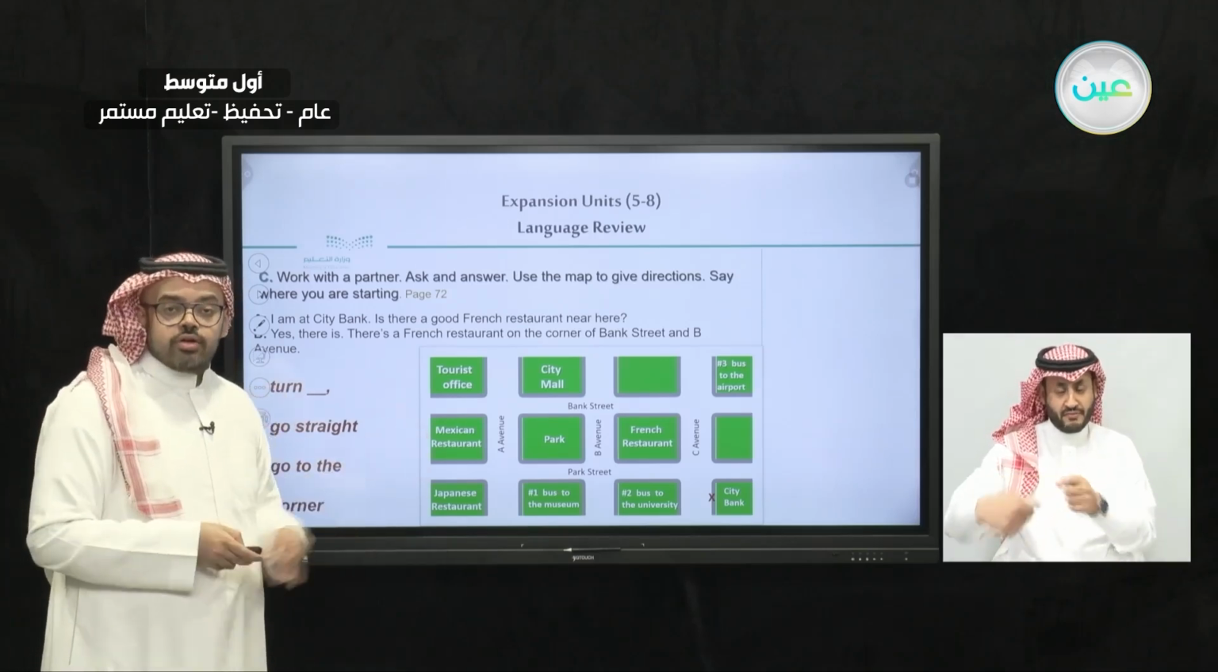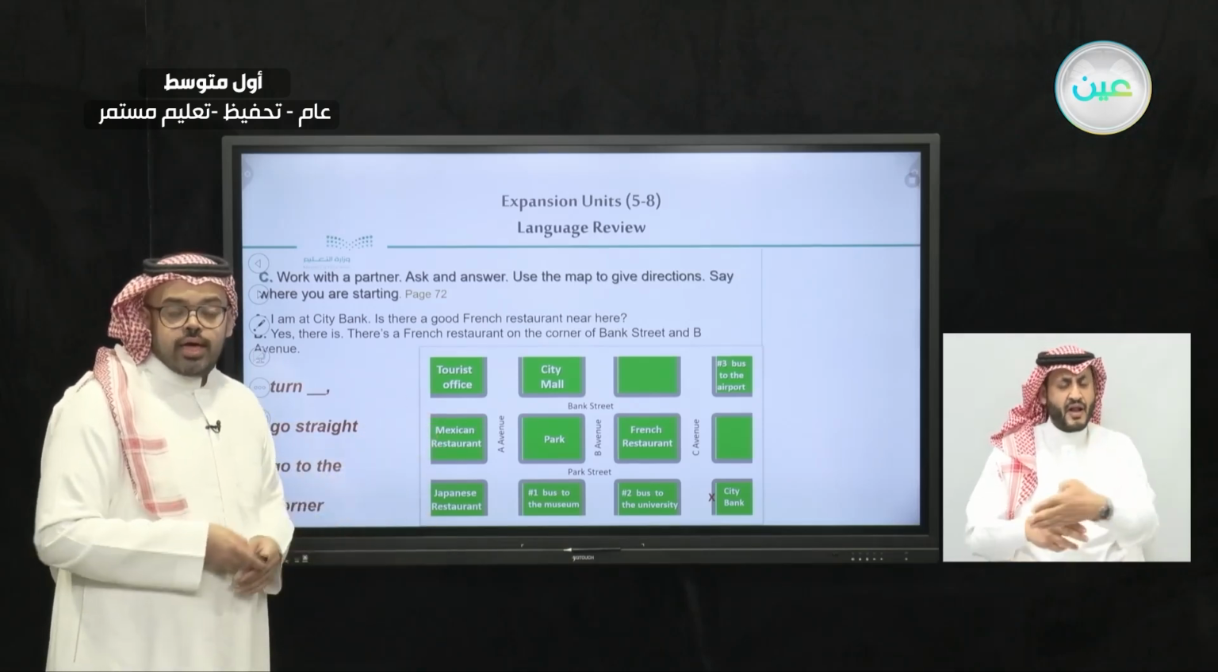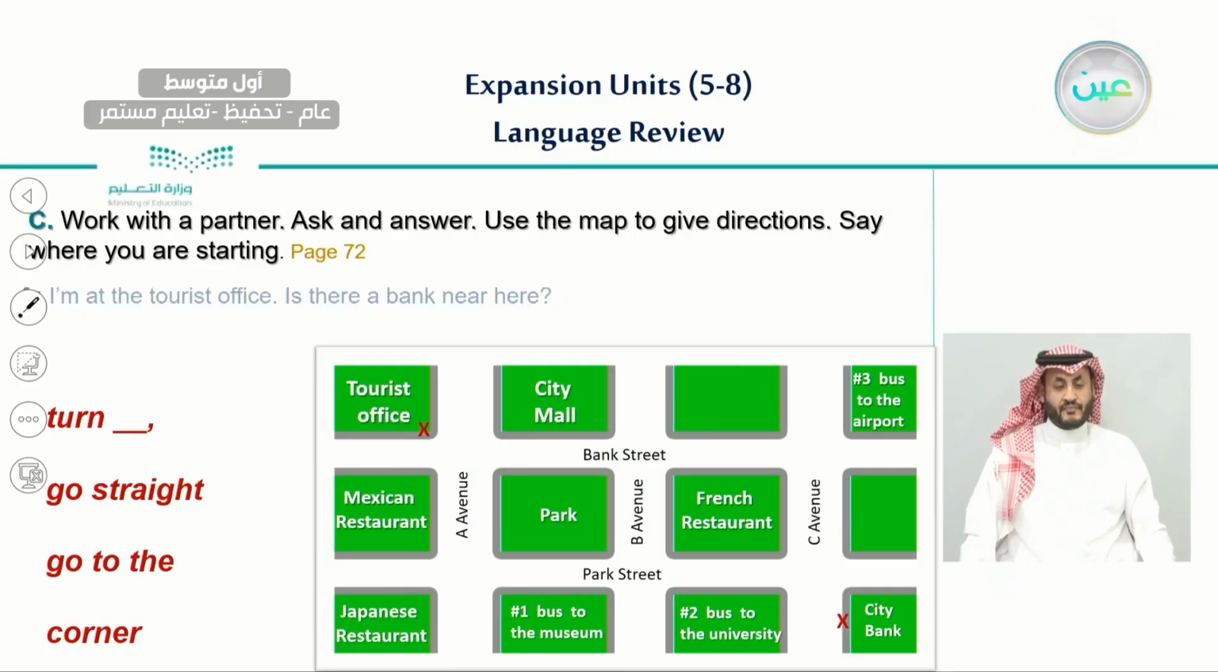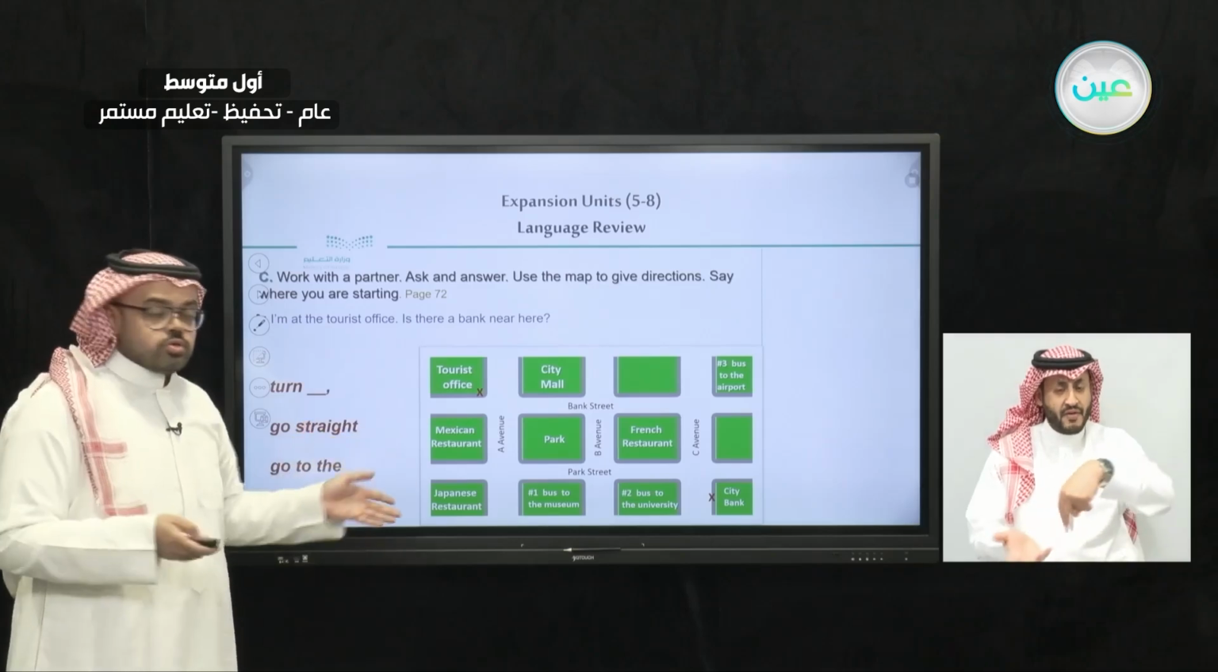Let's try an example here and see how we can give directions. So here, "I am at the tourist office. Is there a bank near here?" I am at the tourist office. Here is the place where the man is speaking. "Is there a bank near here?" And we want to guide him to the bank that is here. So let's read the directions and see how we can tell him to go to the bank.